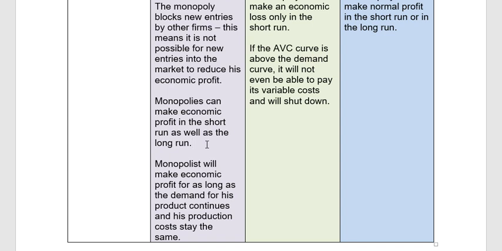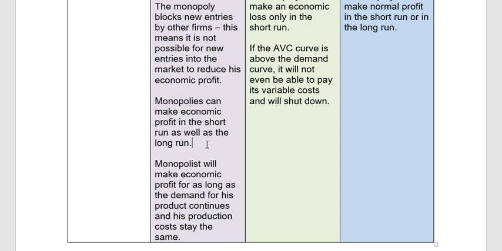You will see in any market structure where there's freedom of entry and exit, economic profits will be made in the short run, but not in the long run. And in any market structure where entry into the market is impossible or difficult, economic profits will be made both in the short run and in the long run. So for the monopoly, in theory, they will make an economic profit even in the long run, as long as his demand is still there.